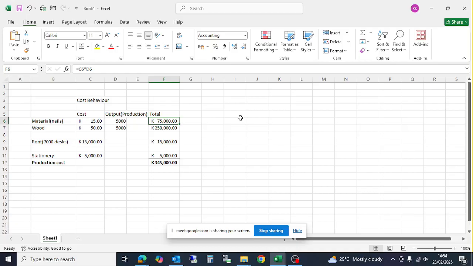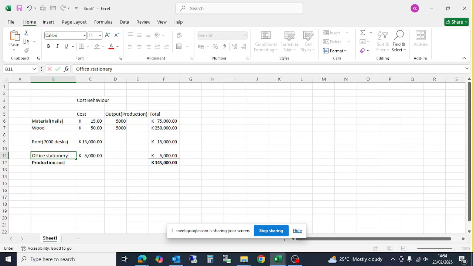Okay, let me explain. So in terms of stationery, we are looking at office stationery, not anything they need in their factory. Because if there's anything pertaining to stationery that they need in their factory, it would be a direct material. And here I'm looking at office stationery. So office stationery, it's for the office, so it will remain the same. It's not affected by production.